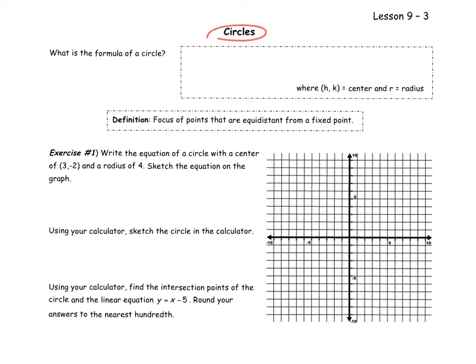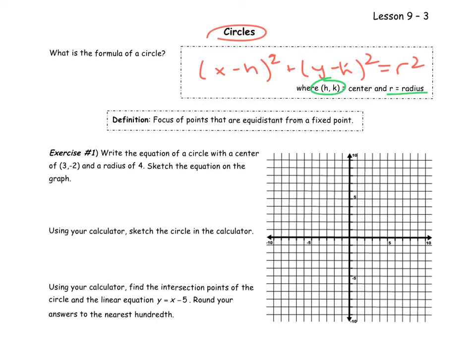Does anyone actually remember what the formula is for a circle? This is something you did in geometry, so a long, long time ago. What is the formula for a circle? It would be (x - h)^2 + (y - k)^2 = r^2, and (h, k) is the center of the circle, and r is our radius.